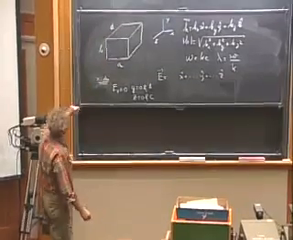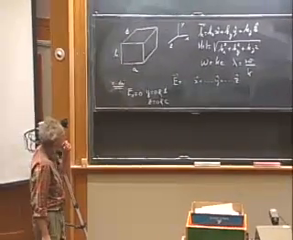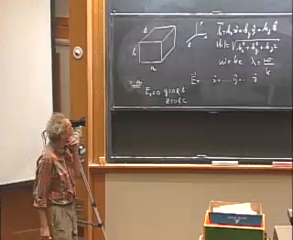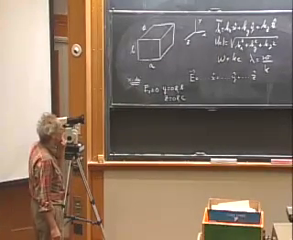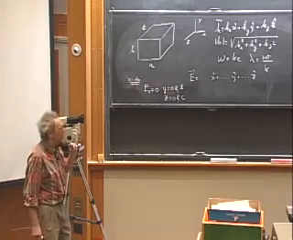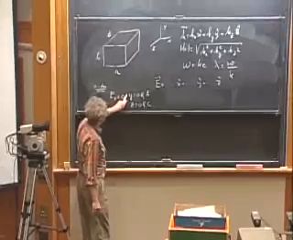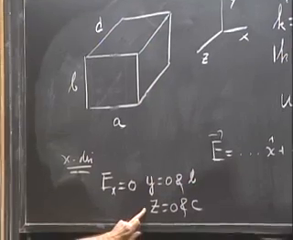The z direction is c, the x direction is a, and the y direction is b. B is in the y direction. So we have a boundary condition in the y direction and a boundary condition in the z direction.